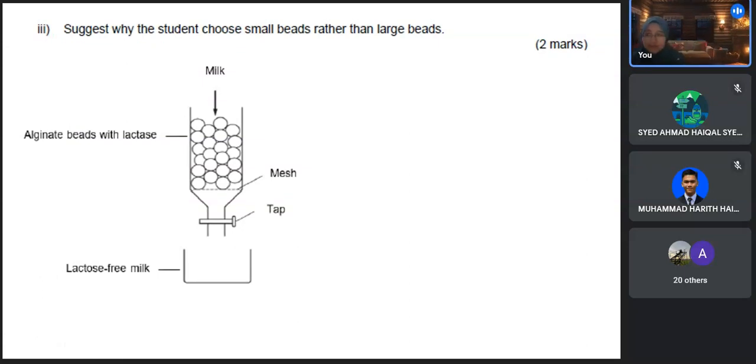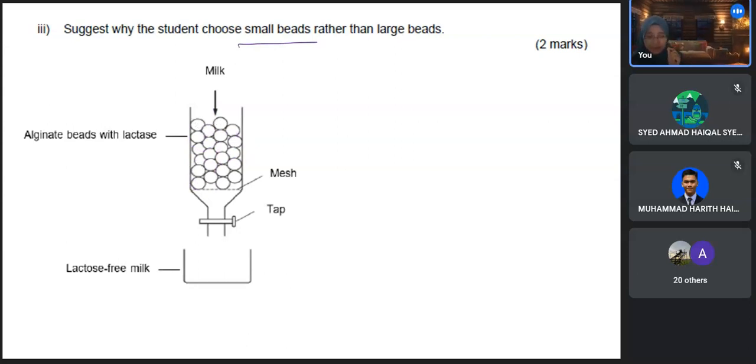Okay, so next question: suggest why students choose small beads rather than large beads. Imagine this is the small bead that is used during the experiment. Imagine if you use the bigger beads. Bigger beads are less effective. You want the smaller beads to be used in the reaction.